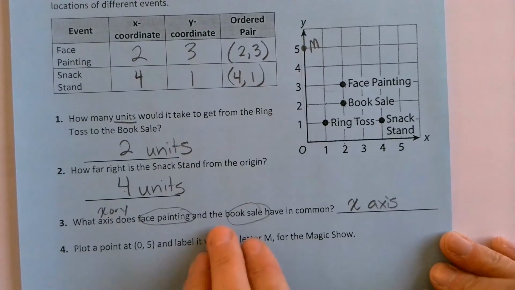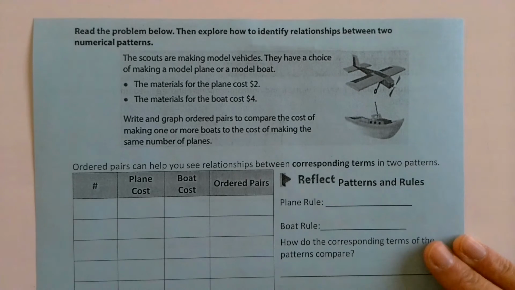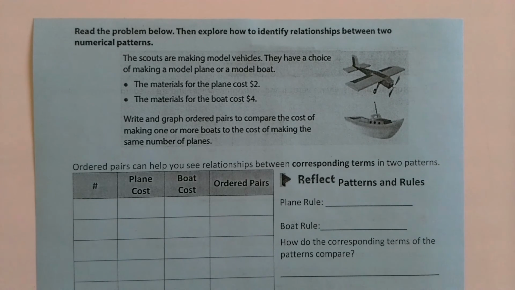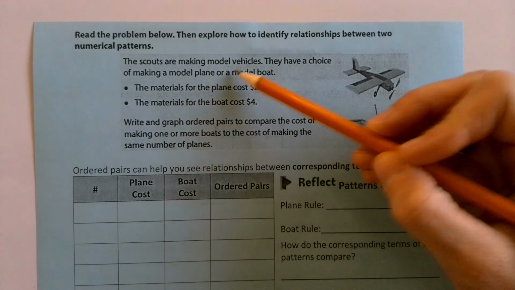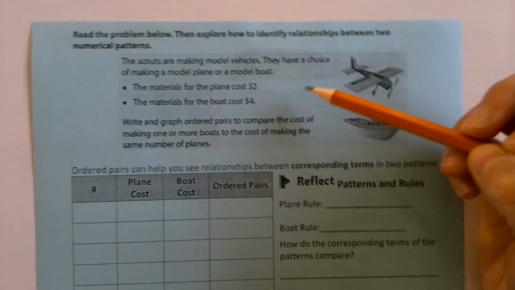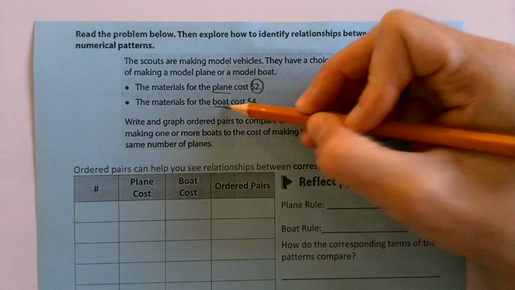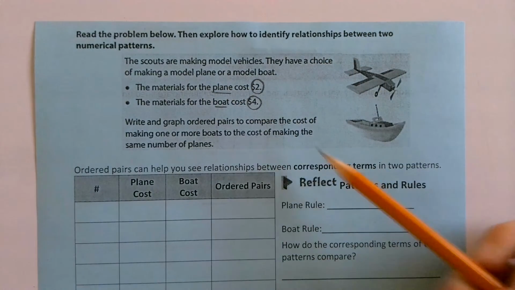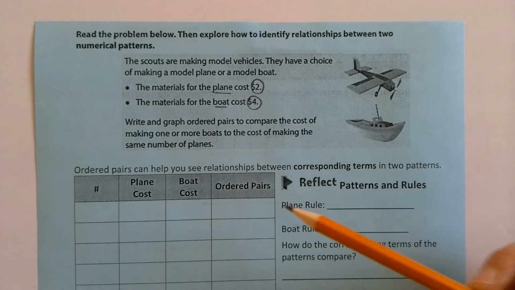Okay? Now we're going to look at the different aspects about relationships and patterns that we can represent on a coordinate grid. So looking at this story problem, the scouts are making model vehicles. They have a choice to make a model plane or a model boat. The planes cost $2 and the boats cost $4. So we're going to make some ordered pairs to compare the cost with how many boats or how many planes that we could purchase and what that relationship would be with one another.